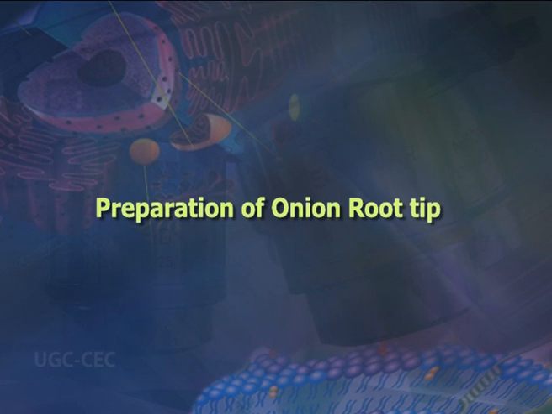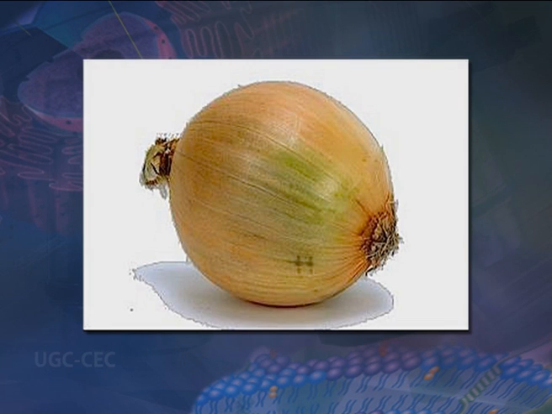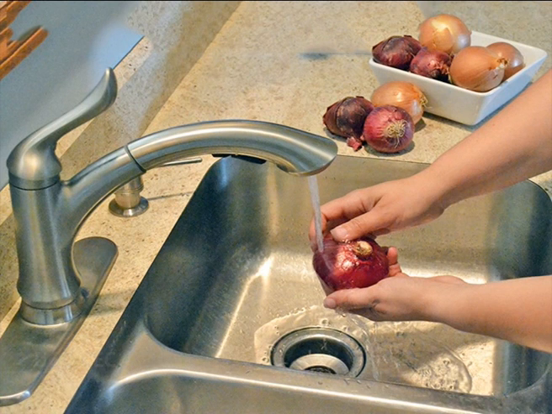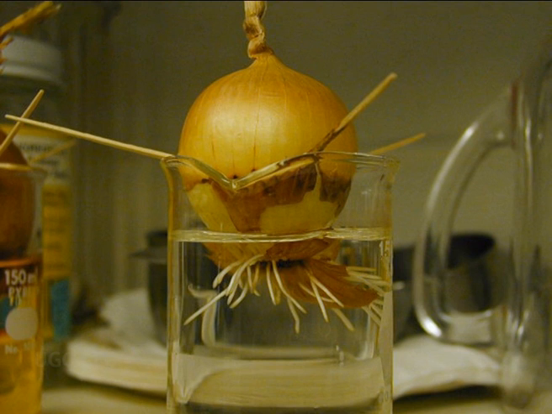Preparation of onion root tip. Select a large onion bulb with an undamaged disc-like stem. Under a running tap, gently rub the stem to remove old withered roots and adhering soil particles. Place the bulb on a glass jar of a suitable size filled with tap water so that the base is completely immersed in water. Change the water in the jar twice daily.